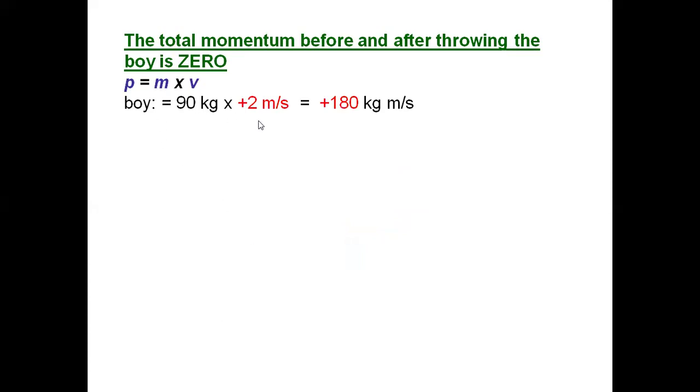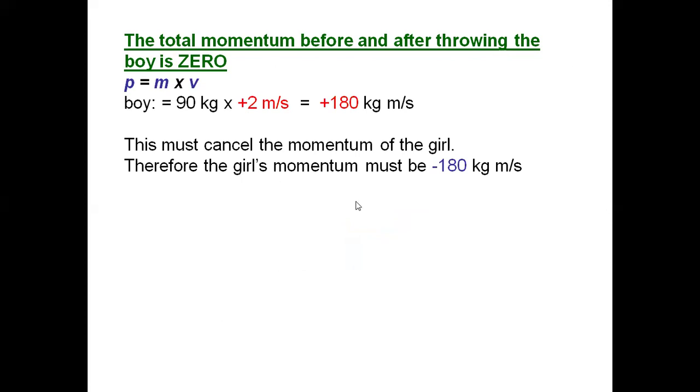Boy: 90 into 2, 180. That should cancel the momentum of the girl. Mass of the girl is 60. So the momentum of the boy is 180. The girl will gain momentum in the opposite direction.